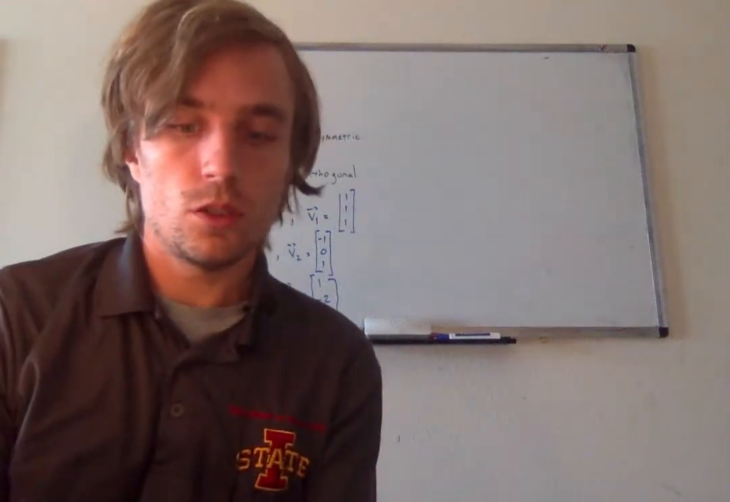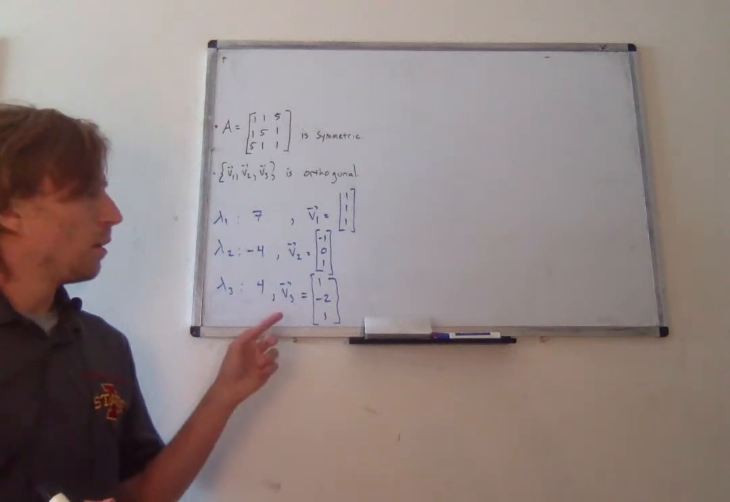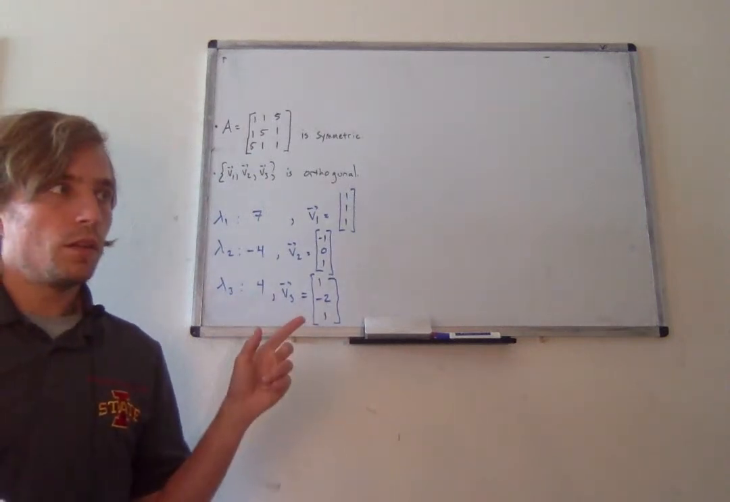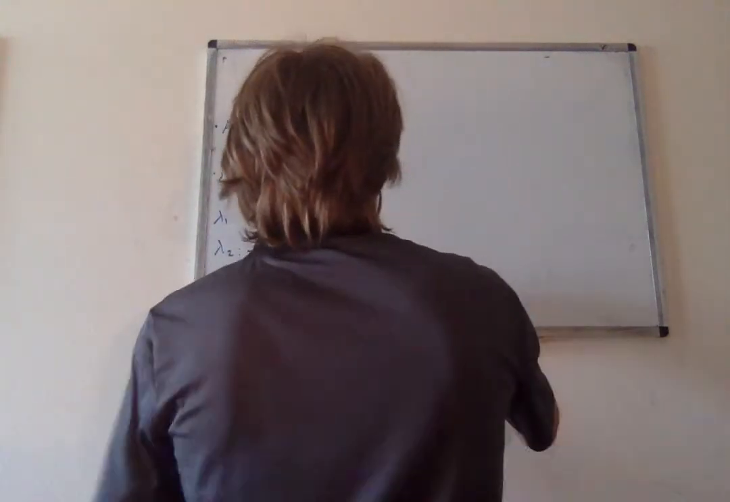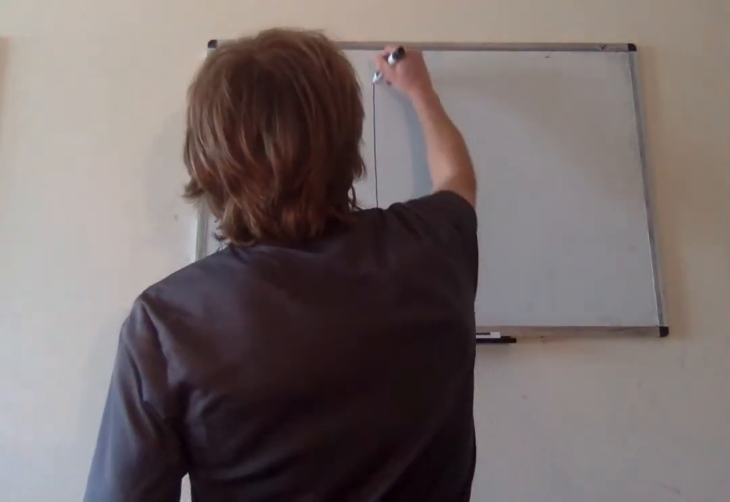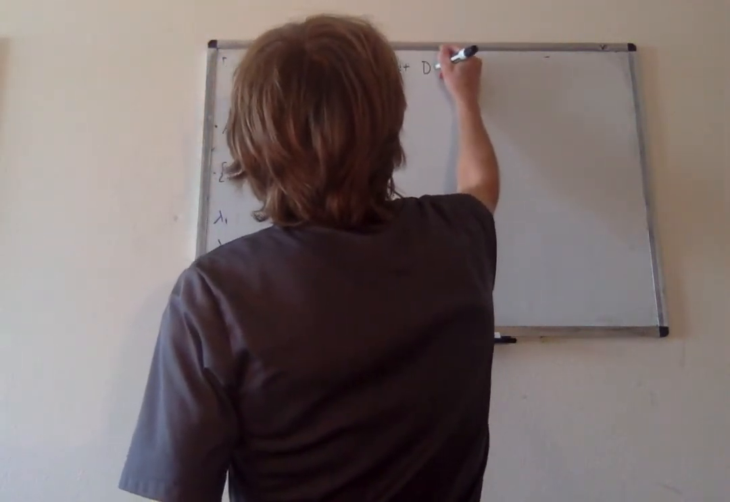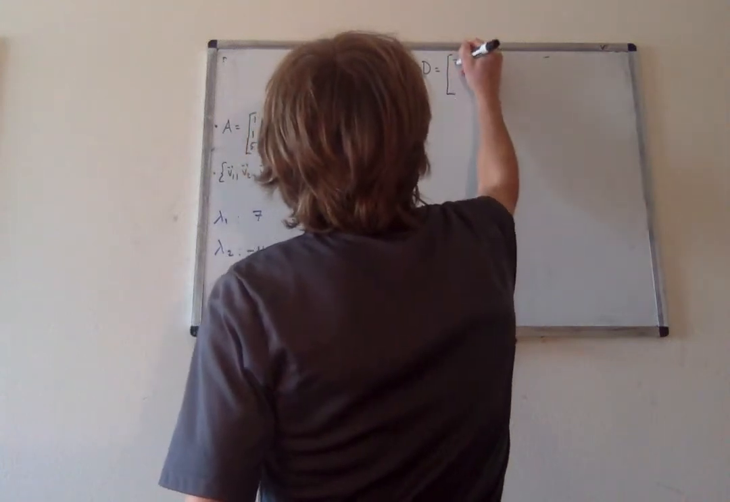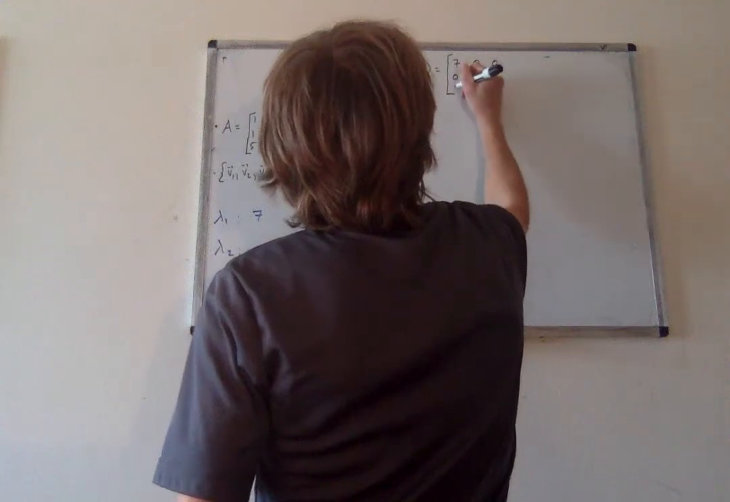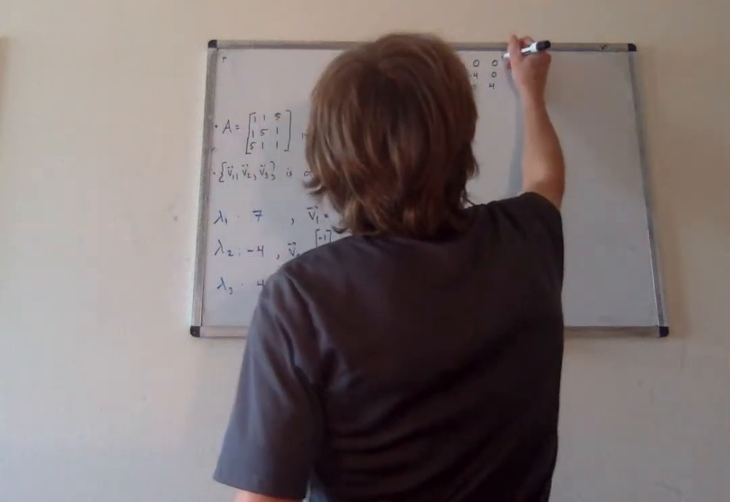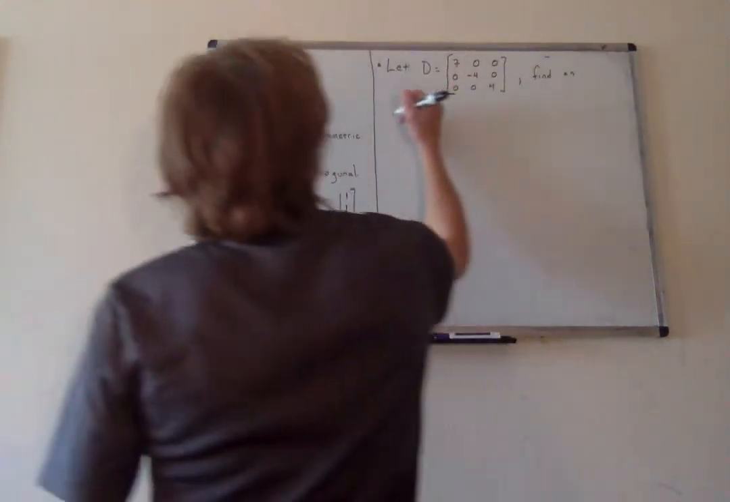And so there are a lot of reasons to want to do this. But, well, I'll talk about it in a second. So, I'm going to let D be the following diagonal matrix. And we want to find an orthogonal matrix P.